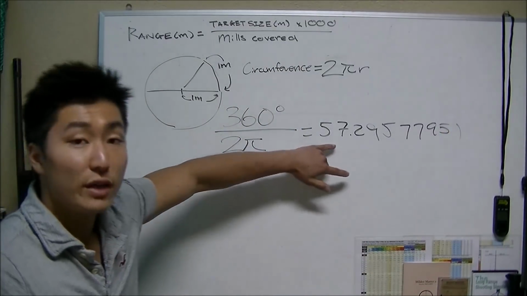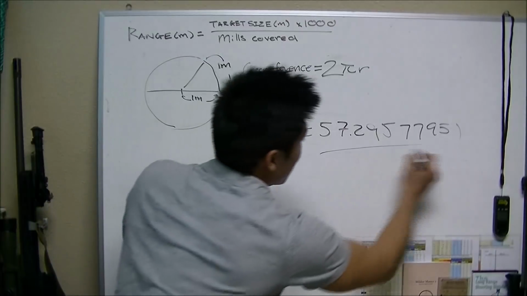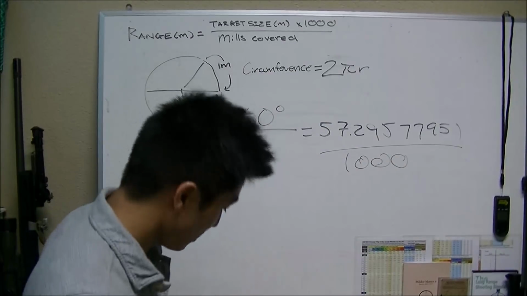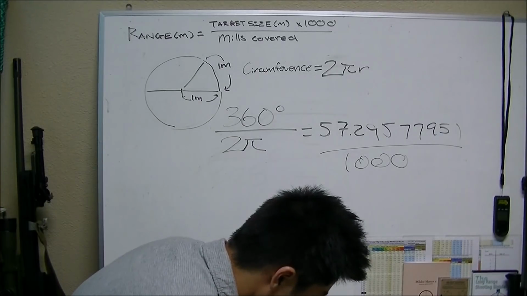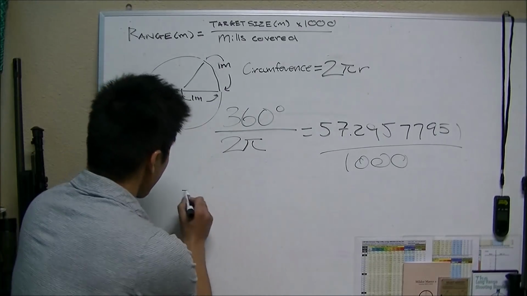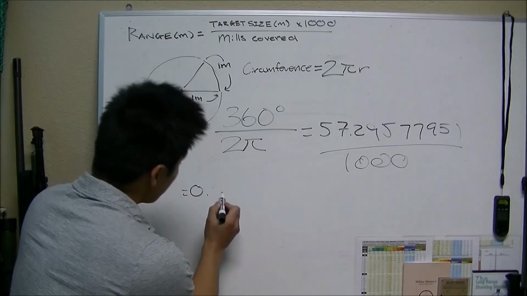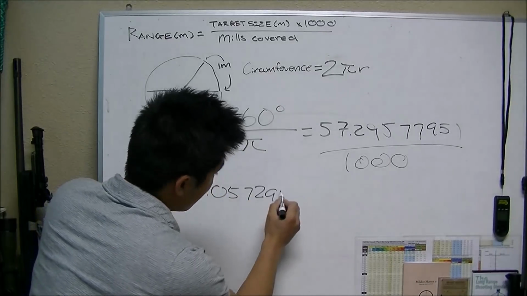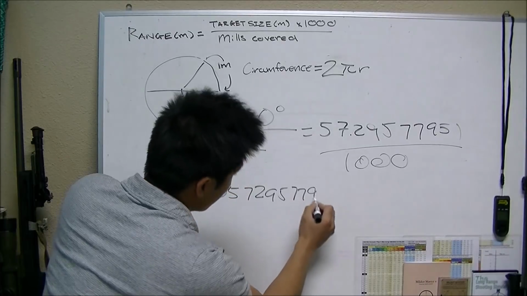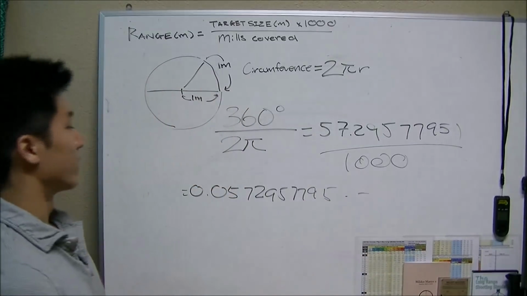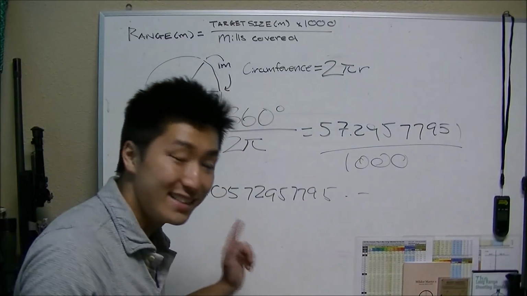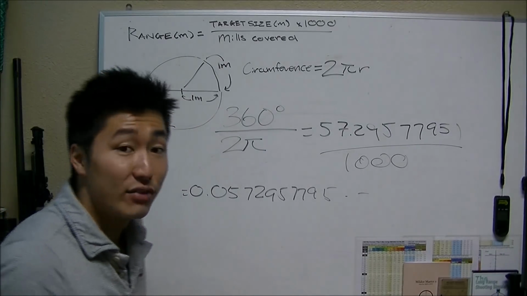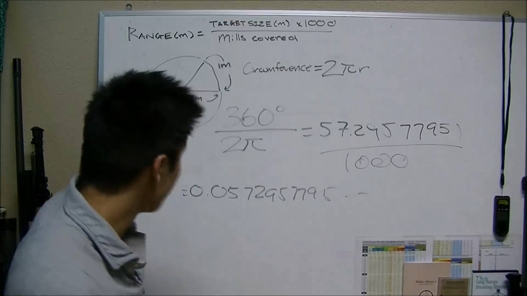And from that, we have to divide this by 1000 to get our milliradians. So that's basically just going to be 0.057295775, and it just keeps on going. But because it's so fine, it's basically saying every mil that we dial in our rifle.